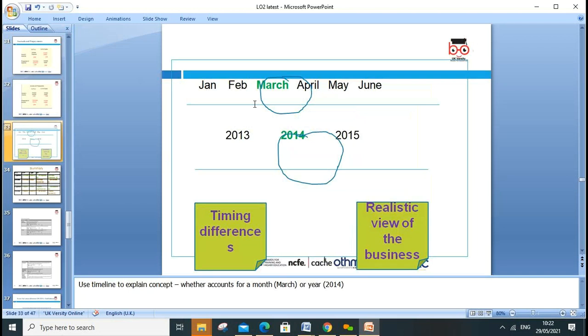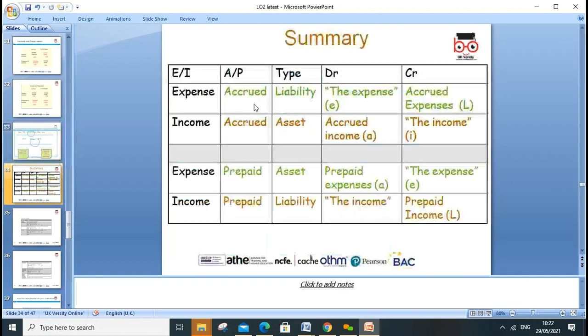Okay, so it's crucial when you deal with accrual and prepayment to draw the timeline. When my accounting period starts, when my accounting period finishes. That will help us to determine how much accrual and prepayment we have. So all adjustments, yes, accrual and prepayments, how we can, and which statement, have all been summarized here.